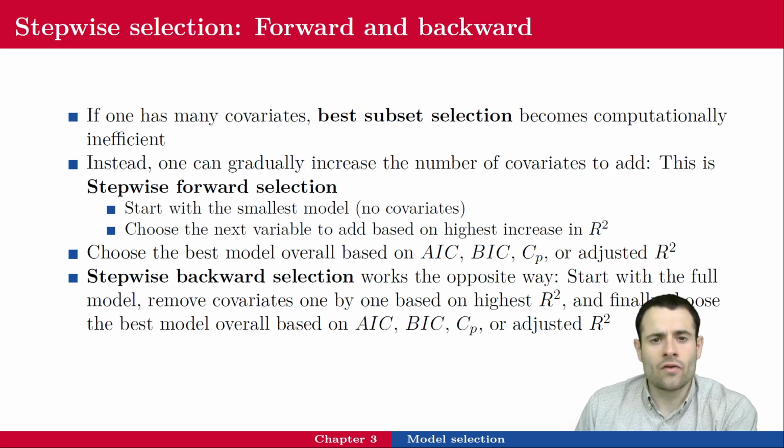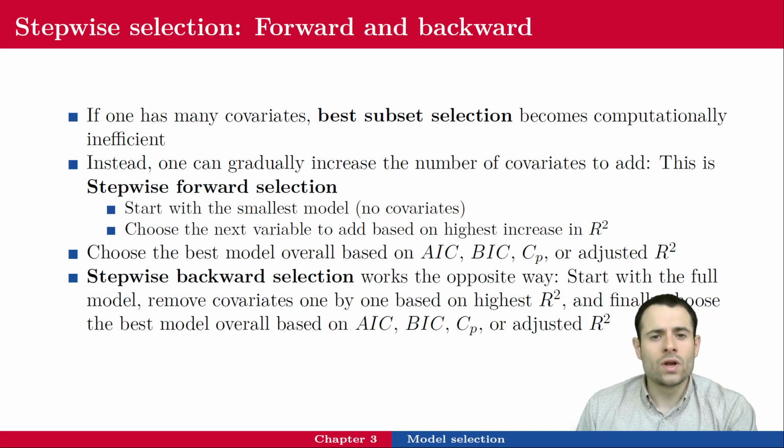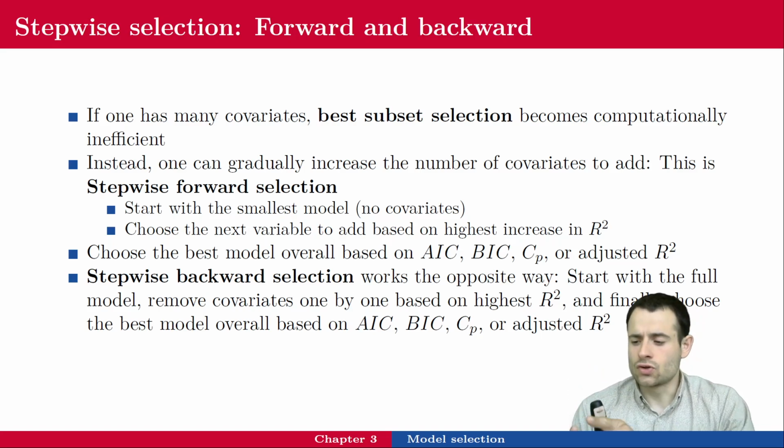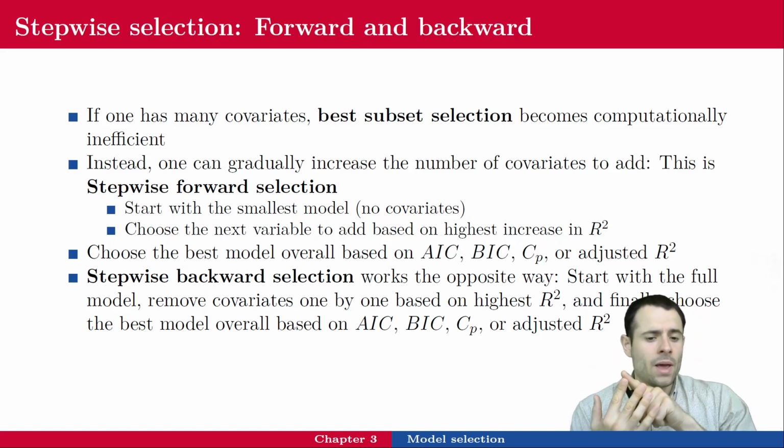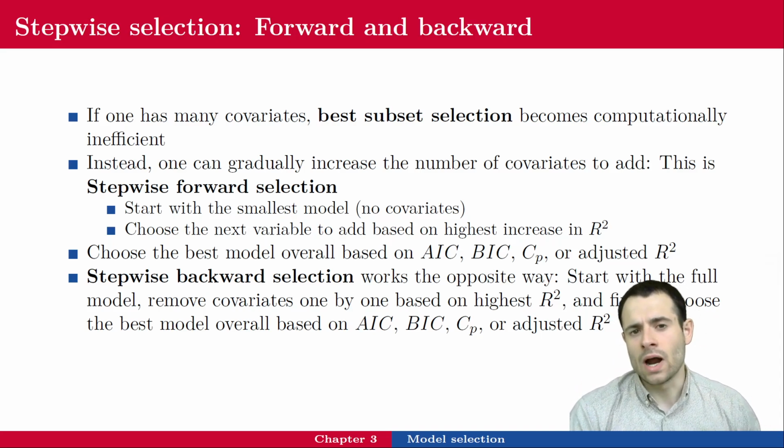Once I have my model with 4 variables, what is the next one to drop? Among my 4, I will go over each of them again, remove them, and see which model keeps the highest R-squared. Once I'm done with this, I will have one model with 5 variables, the best model with 4, the best model with 3, the best model with 2, the best model with 1, and I choose the best model overall based on AIC, BIC, CP, or adjusted R-squared.